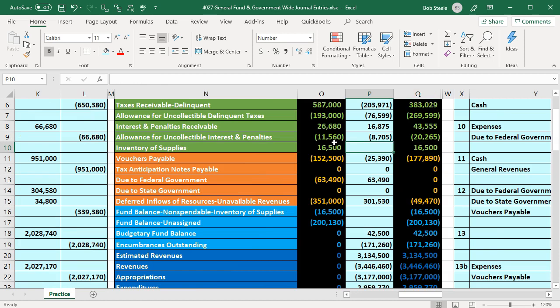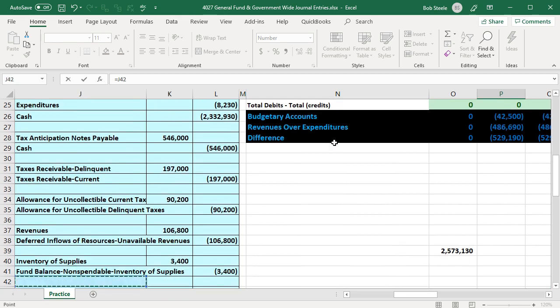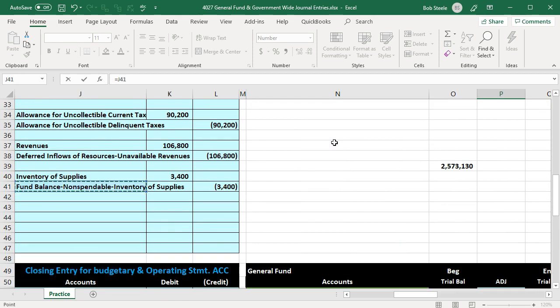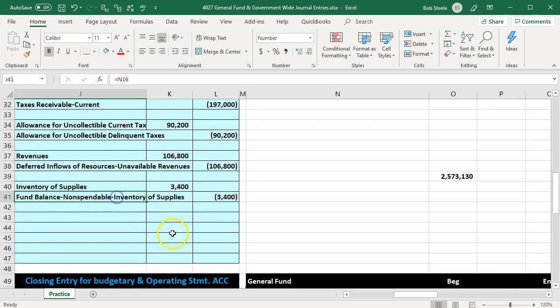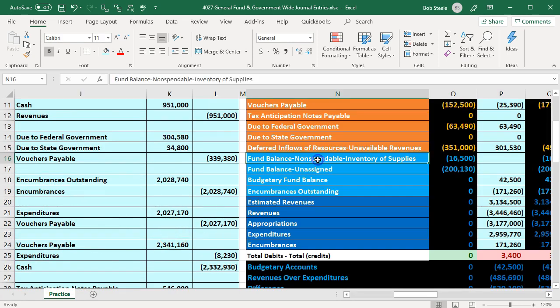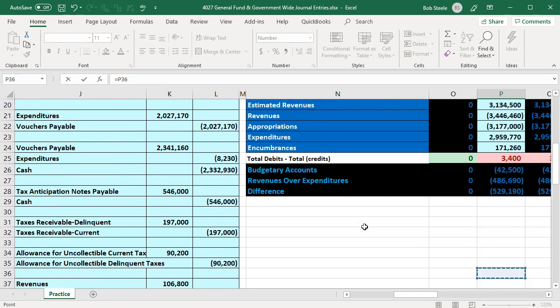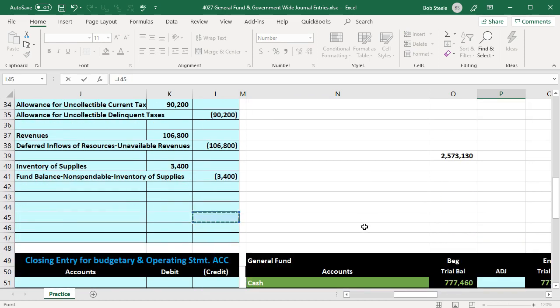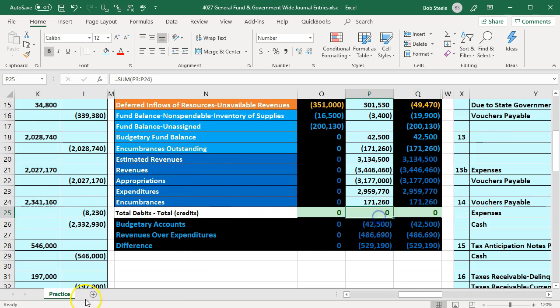I'm in P10. We're going to say that equals, scrolling back down, and we're going to be picking up the 3,400. And then the more odd thing is the fund balance. We're going to go straight to the fund balance. So we are in P16, equals, and we're going to scroll back down and pick up that 3,400 and enter. So that puts us back in balance.